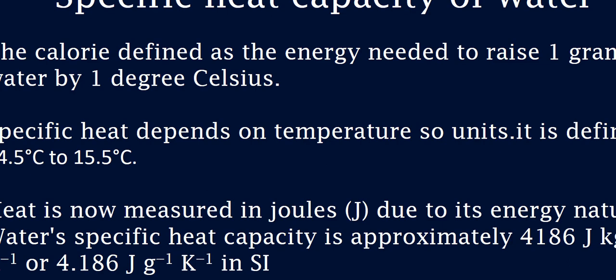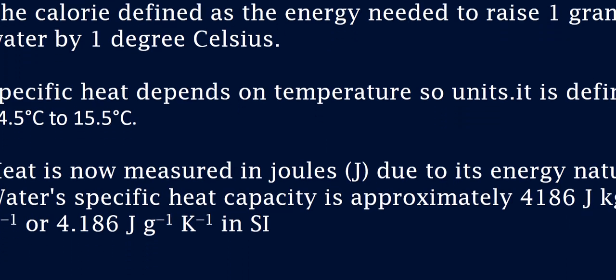Water's specific heat capacity is approximately 4186 joules per kg per Kelvin, or 4.186 joules per gram per Kelvin in SI units. The mechanical equivalent of heat, once used to convert calories to joules, is now obsolete with the universal use of joules for energy measurement.